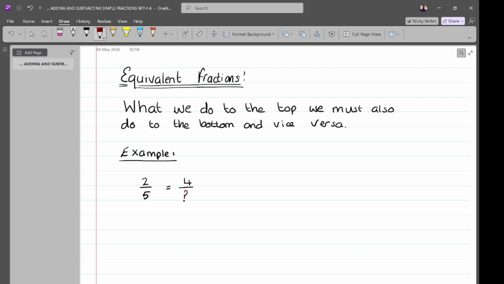When working with equivalent fractions, we have a rule that's really useful to remember. And that is that what we do to the top, we must also do to the bottom and vice versa. We've got an example of this at work just down below. 2/5 is equal to 4 over something. We can work out what that missing number is quite simply by determining what we've multiplied 2 by to get to 4. Well, in this case, it's times by 2, isn't it? So we times the top by 2, and therefore we need to times the bottom by 2 as well. So this is going to give me 4 over 10.